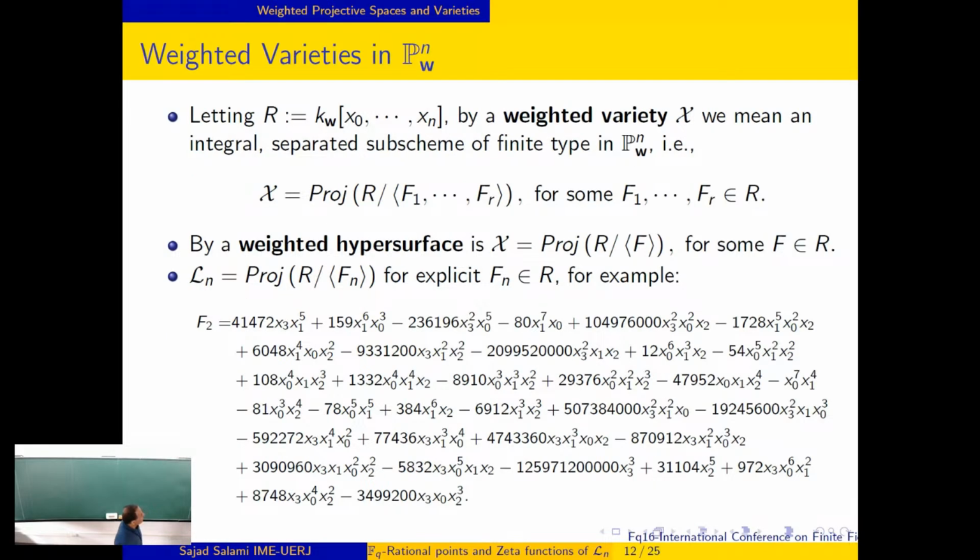Okay. So by any weighted variety inside the weighted projective space, we mean the Proj of this ring quotiented by this ideal, where we have certain polynomials with certain degrees. So any weighted variety in P^n_W can be defined this way. In the special case, if you have one polynomial, the Proj defines a hypersurface, I mean a weighted hypersurface in the projective space. For example, for Ln, we have certain weighted polynomials. Here is the special polynomial for the case n equal to, and its degree is 13.